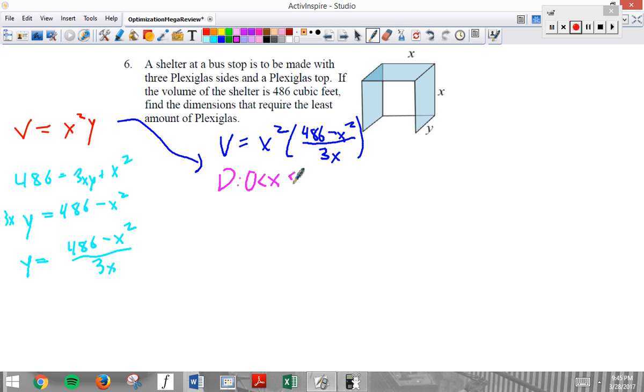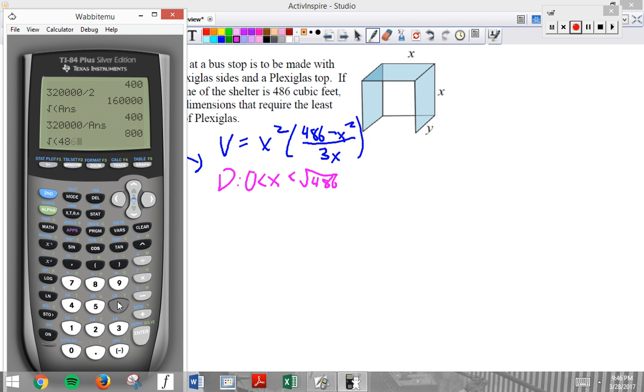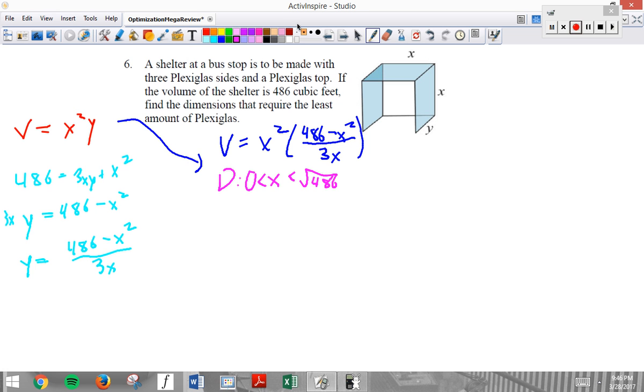I actually believe it's the square root of 486. It's what would make this top 0. Okay? But I'm not sure that's a nice number. Is it a nice number? This is how you use your calculator, people. This is a nice number. See? Told you so.